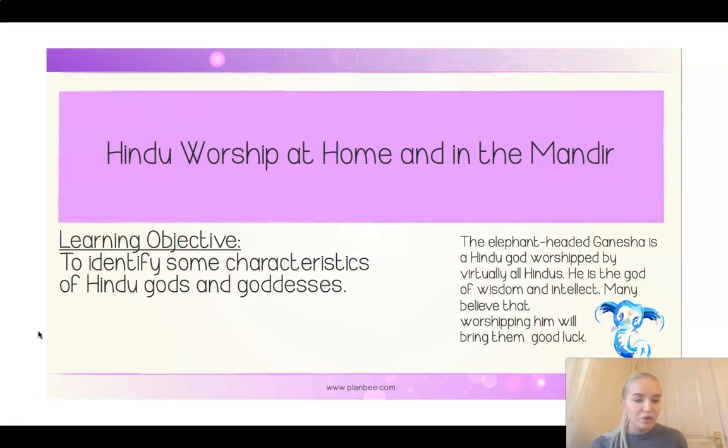Now I just want to draw your attention to this elephant-headed Hindu god that we looked at last session called Ganesha. Now Ganesha is worshipped, if we remember, by virtually all Hindus. Ganesha is the god of wisdom and intellect. That means that he is very clever and wise. He's full of many good talents and good advice. And many Hindus believe that worshipping him will bring them good luck too.